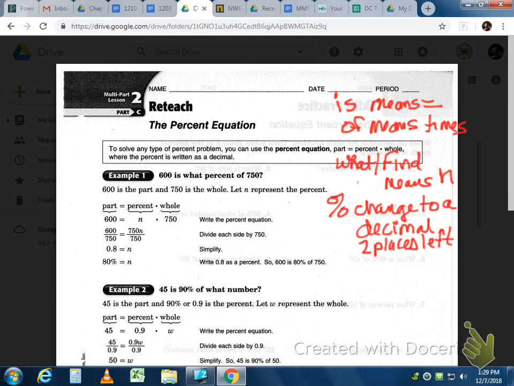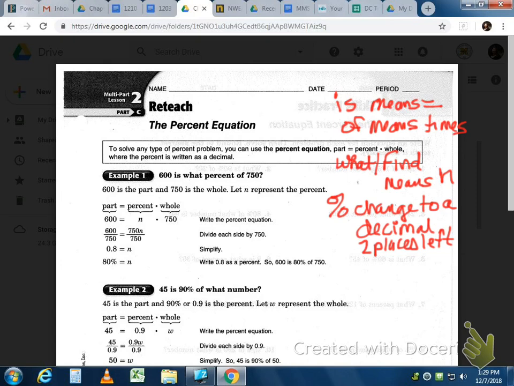2 places left. So what's going to happen is you're given these problems and you are going to translate them by using these 4 things that I've just written down. You're going to translate them into equations that we will solve. These problems are just like the percent proportion, only today you're not going to use the proportion, you're going to use these equations.